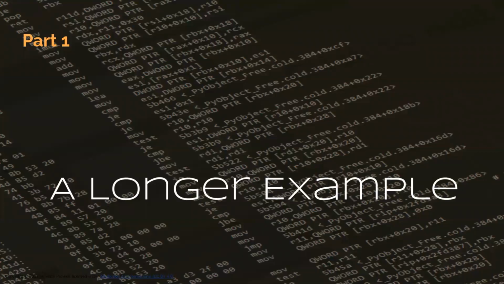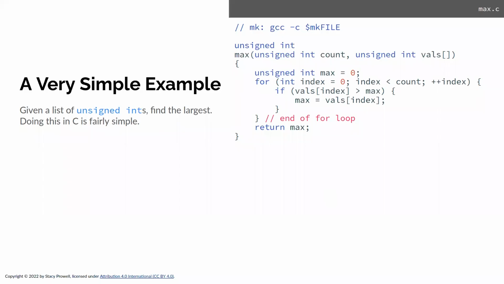So let's walk through a little bit longer example of some code that we will call from C. Here's a pretty simple example of a C function. Shouldn't be anything here that's in any way confusing to you at all. I take an unsigned int count and an array of unsigned ints called vals, and my job is to find the maximum value in this array.